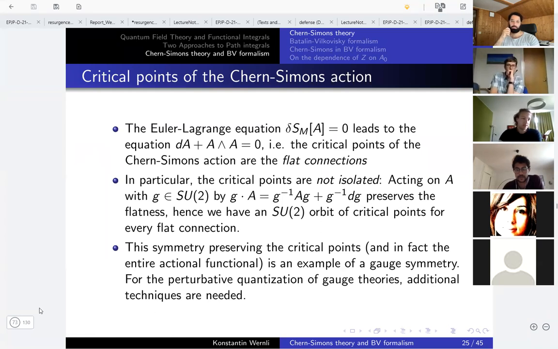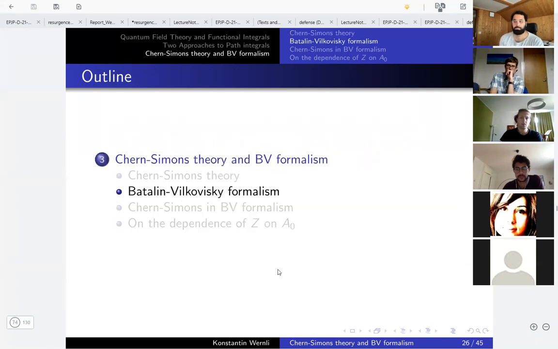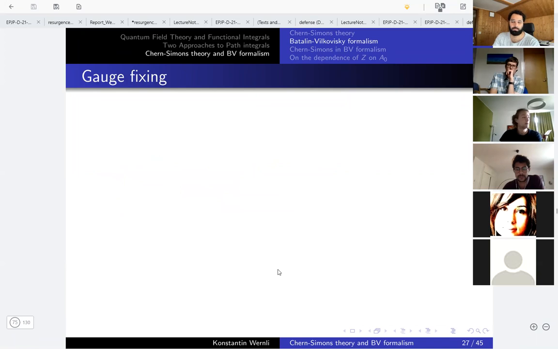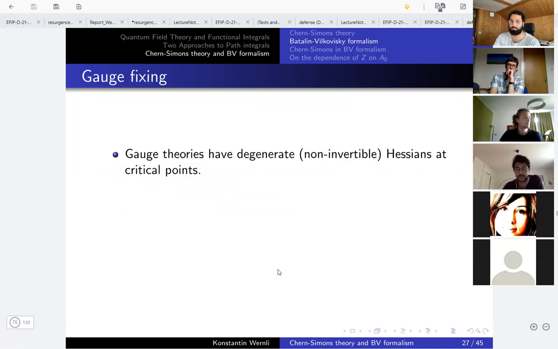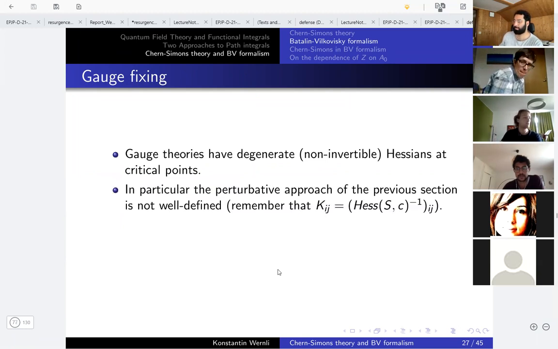And whenever we want to perturbatively quantize gauge theories, we actually need a little more technology than what I introduced before. So that's where the Batalin-Vilkovisky formalism comes in. As I said, the gauge theories have non-invertible Hessians at the critical points because there is this gauge symmetry, which preserves critical points. It sends critical points into more critical points.